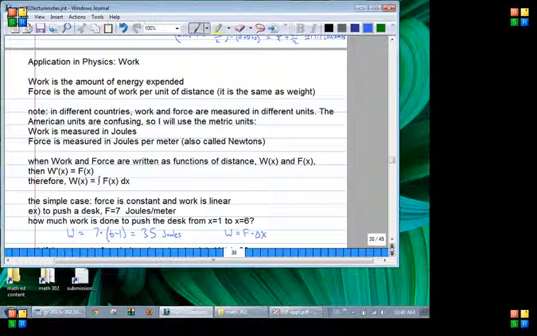This is the best physics. This is like the best physics class. We've never understood this in physics. Well, here you go.